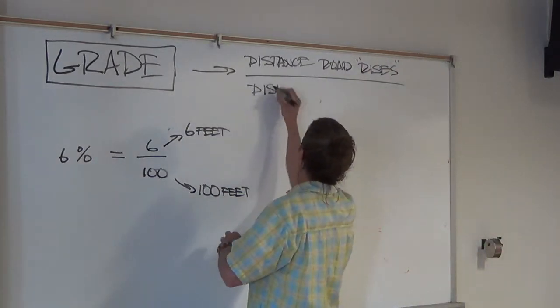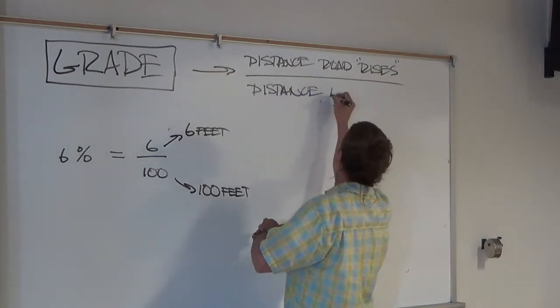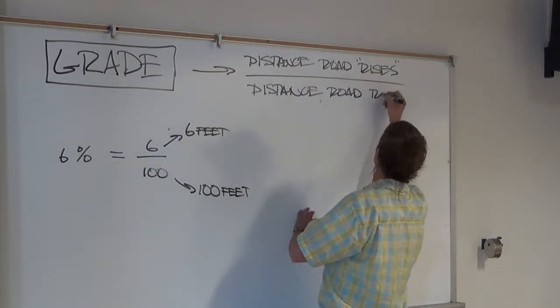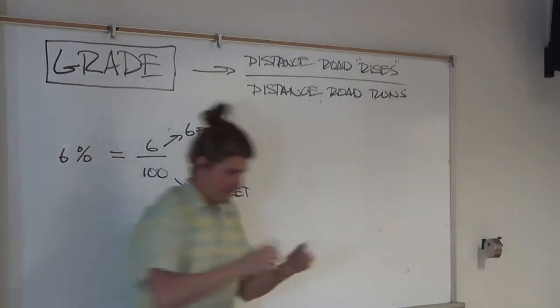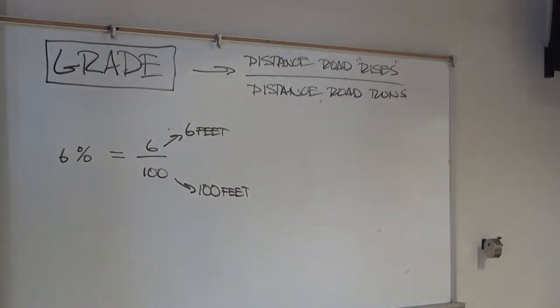Over the distance the road runs. So in other words, grade is what the rest of the world calls slope. What you guys have been calling slope in mathematics classes, the Department of Transportation world calls grade. Okay, grade is the same thing as slope.